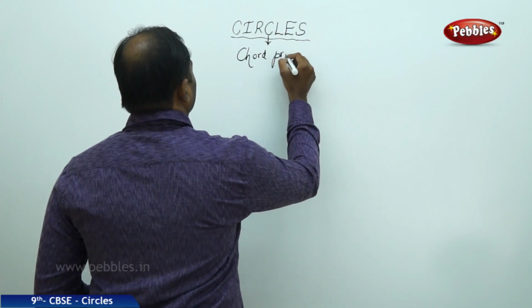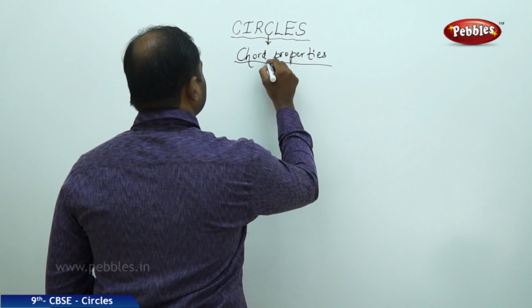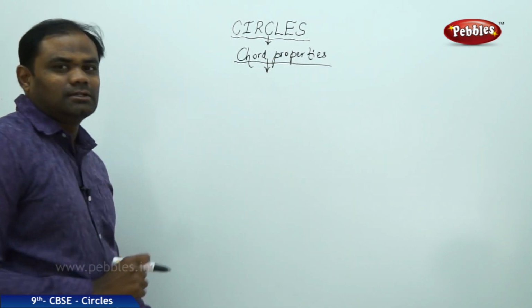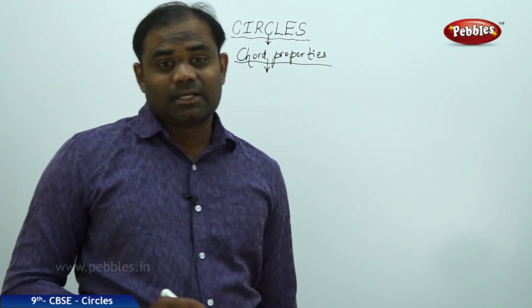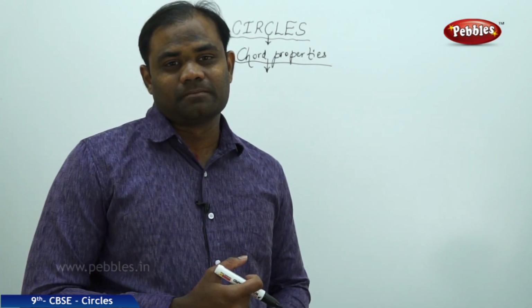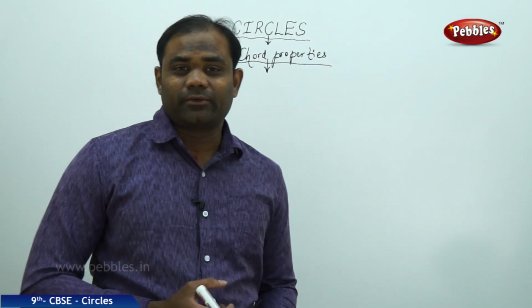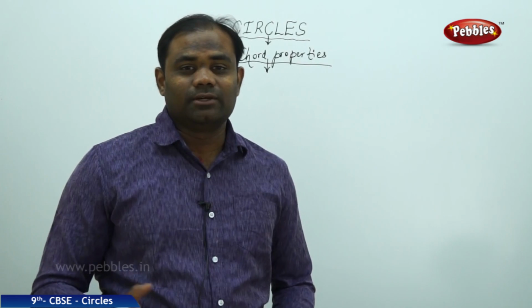Chord properties. So let's see the property which says that if I take two equal chords in a circle, then those equal chords will exactly be at equal distances from the center. So let's make a statement and understand the concept geometrically through a circle and equal chords.